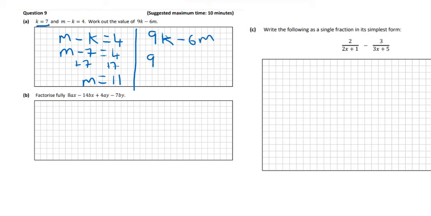Sorry, you're going to do 9 times 7 because k is 7, minus 6 times 11 because m is 11. So 9 times 7 is 63. And you're going to take away 66. So 63 minus 66 would be minus 3.